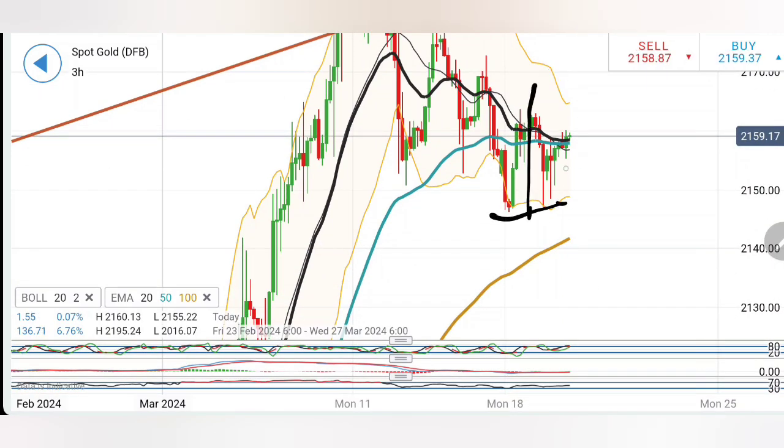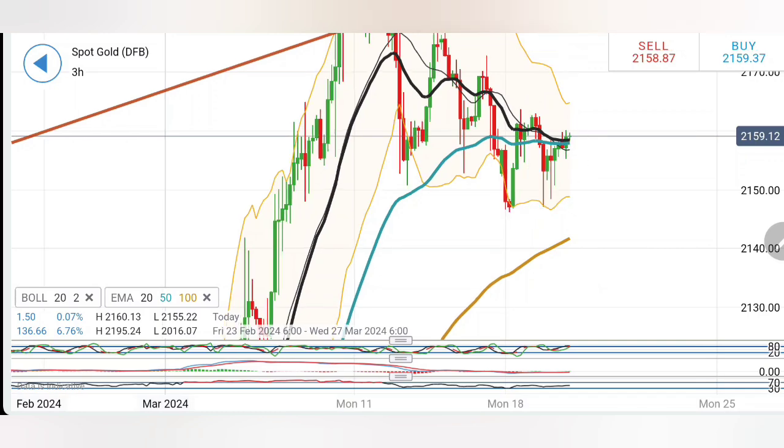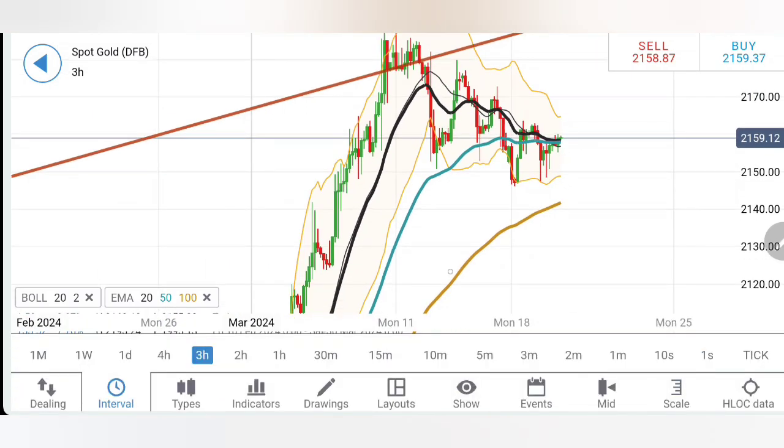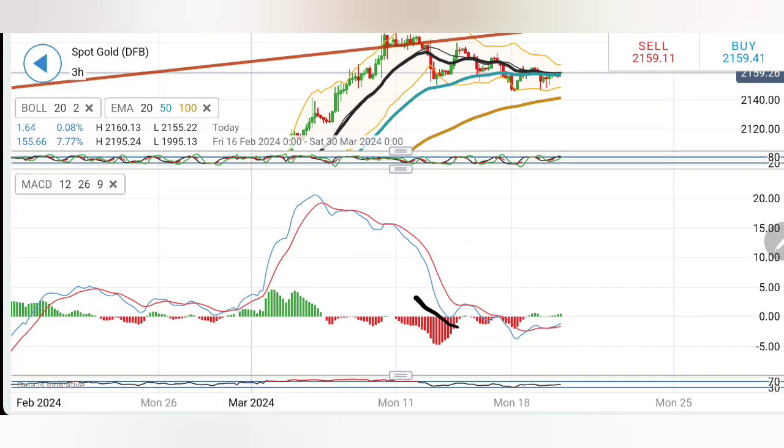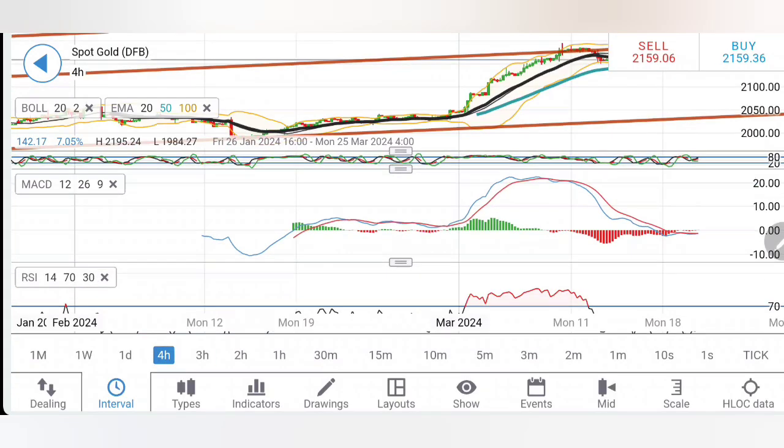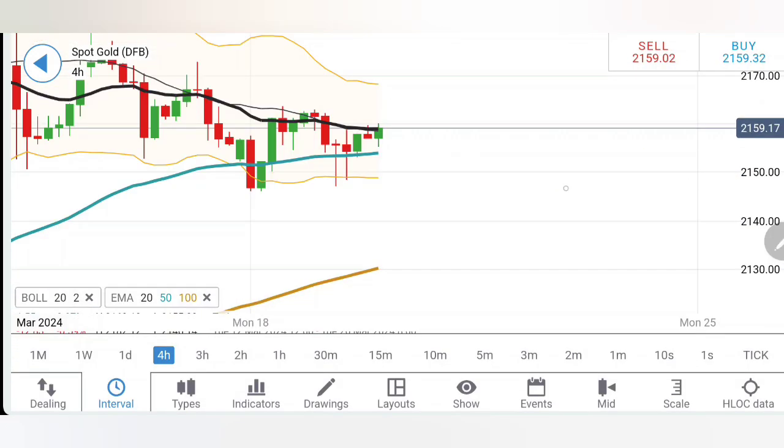Yes, it can try to deliver a symmetry, and breaking beyond 2180 is where we can say now gold has turned bullish. If you look at the stochastic, this is overbought. The MACD, look at MACD, it is stabilized at the bottom. It is trying to trade with divergence and bullishness, looking upwards. RSI is rising.